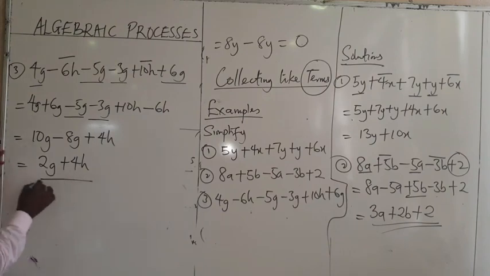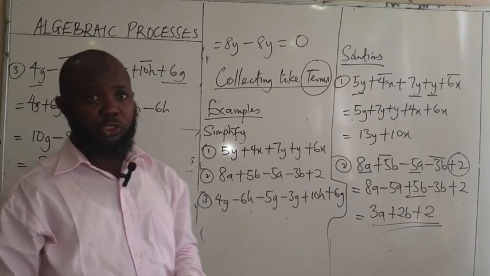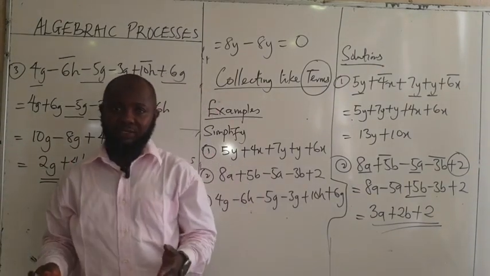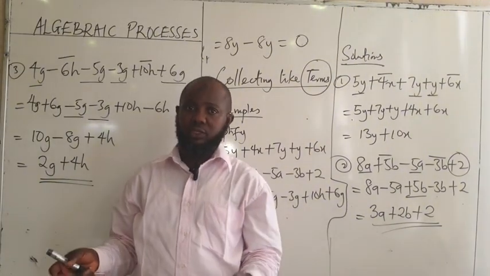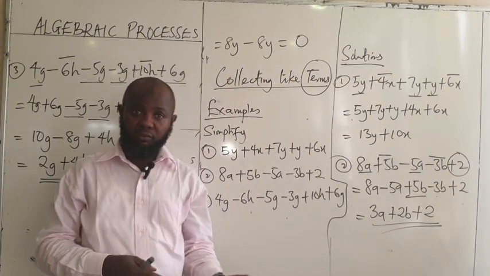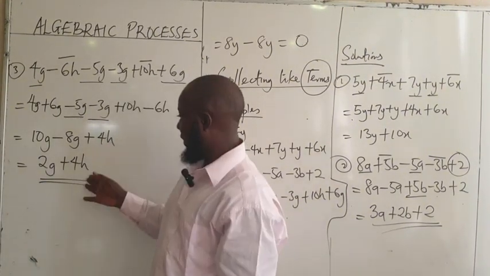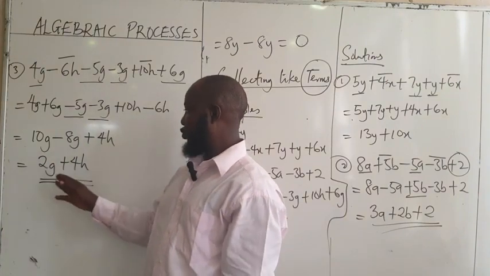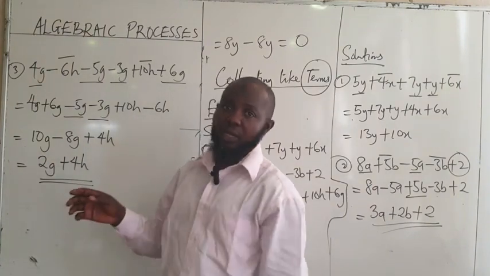We cannot add, we cannot subtract, because g and h are not the same. So we cannot say 2g plus 4h equals 6gh. Just like saying 2 boys plus 4 girls equals 6 boys girls. That would be very, very wrong. The same thing in mathematics. We cannot add the 2 of them together. So that is that for this video.